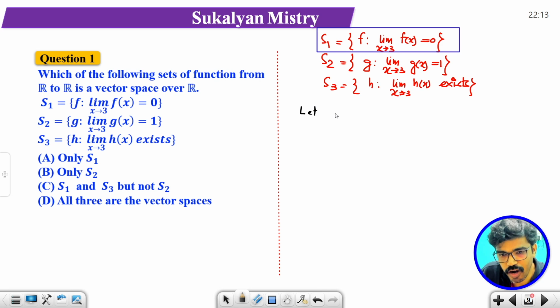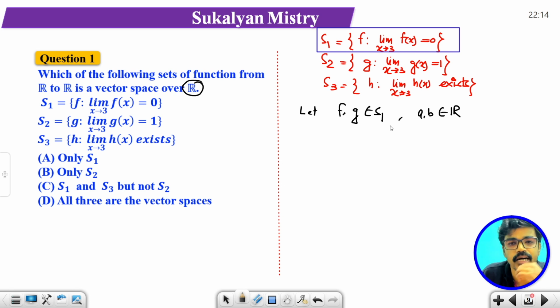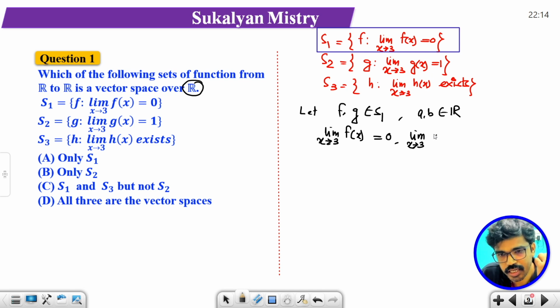Suppose we consider two functions. Suppose f and g belong to S1. The field is the vector space over R, right? So we consider two elements from the field R. When f, g belong to S1, that means limit x tending to 3 of f(x) is 0. When g belongs to S1, limit x tending to 3 of g(x) is also 0.